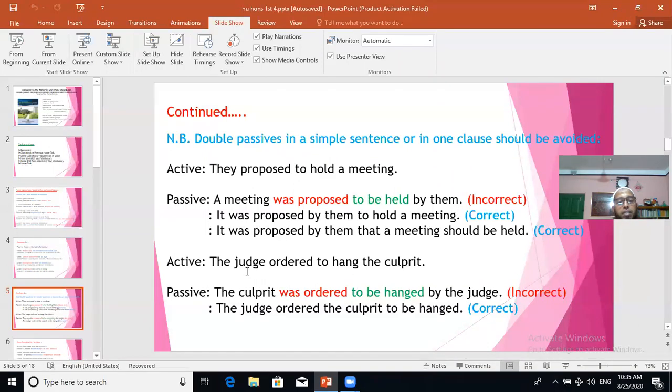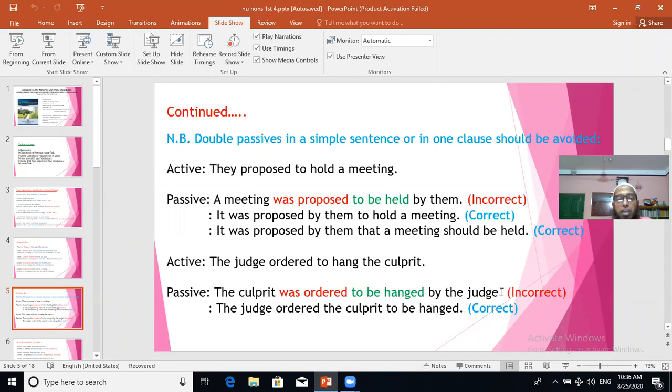Look at another sentence. The judge ordered to hang the culprit. Again, one main verb is ordered, and to hang is an infinitive. If you change both of the things into passive, I mean the main verb and the infinitive, that would be incorrect. Look at the incorrect answer. The culprit was ordered to be hanged by the judge.